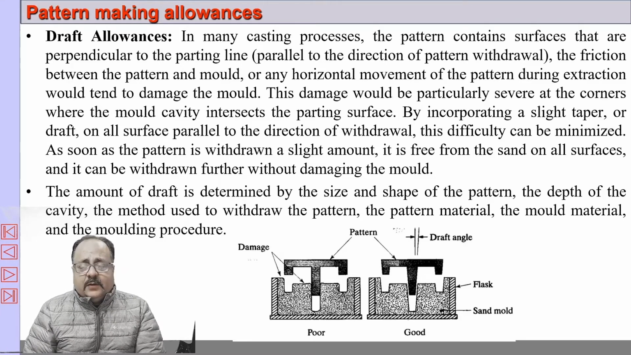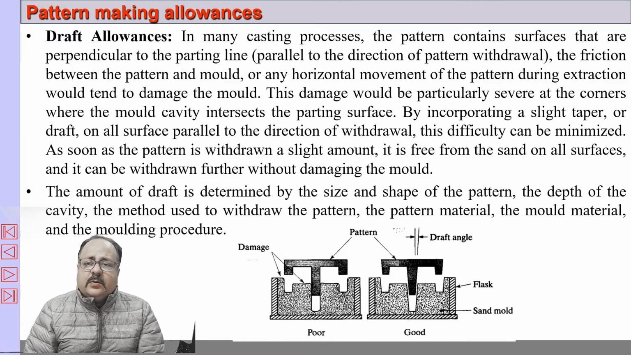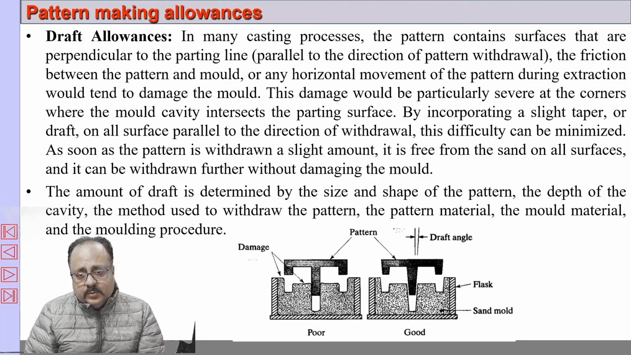Now, any surface of the mold which is perpendicular to the parting surface and parallel to the direction of withdrawal, the problem arises during the withdrawal of the pattern from those surfaces, particularly in the corners. When you tend to remove it, because of the friction, because these perpendicular sides of the pattern touch the perpendicular sides of the mold, and as you drag there will be friction, and because of this friction the corners may break and it is difficult to take out.